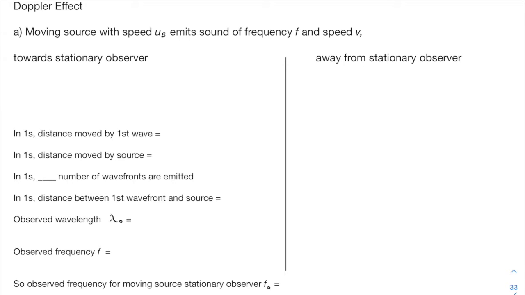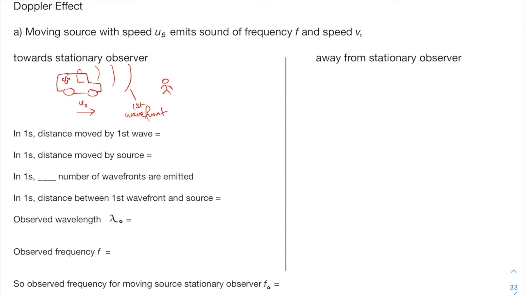So there are two separate cases in the first scenario. The moving source is moving towards a stationary observer, or the moving source is moving away from a stationary observer. So let's look at the first case. Imagine I have an ambulance moving towards a stationary observer. It gives off sound, as shown here, the wavefront moving forward, and the ambulance, the source, is moving with a speed u subscript s towards the stationary observer. This is the first wavefront emitted.